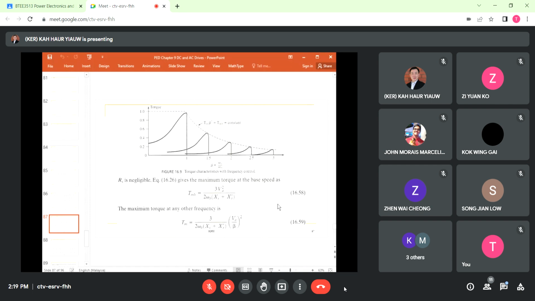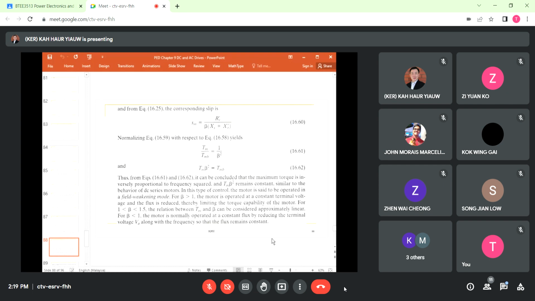R1 is ignored. Equation 26 gives the maximum torque at the base speed as in equation 58 here. The maximum torque at any other frequency is given in equation 59 here. And also from equation 25, the corresponding slip is equal to equation 60 here. Normalizing equation 59 with respect to equation 58 gives equation 61 here, and also equation 62.